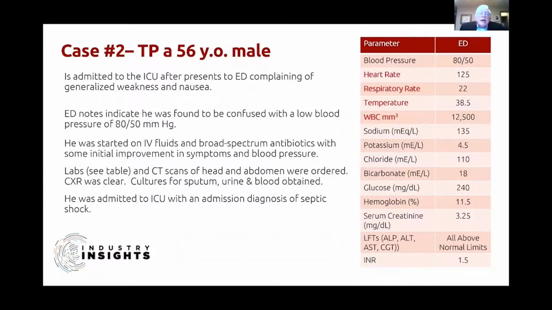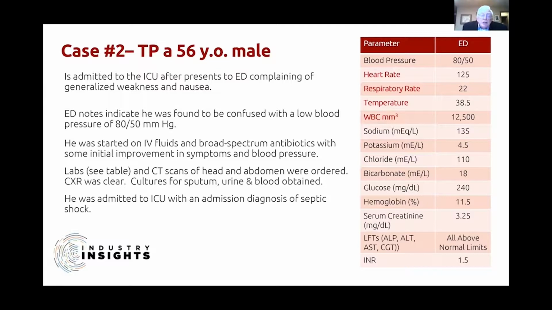Case 2 is a 56-year-old male who was admitted to the ICU after presenting with generalized weakness and nausea. Emergency room evaluation found the patient to be confused with hypotension. He was started on IV fluids and broad spectrum antibiotics with some initial improvement. Symptoms and blood pressure resolved, and the patient was admitted to the intensive care unit with CT scans of head and abdomen ordered. A chest x-ray was clear, and cultures for sputum, urine, and blood were obtained.